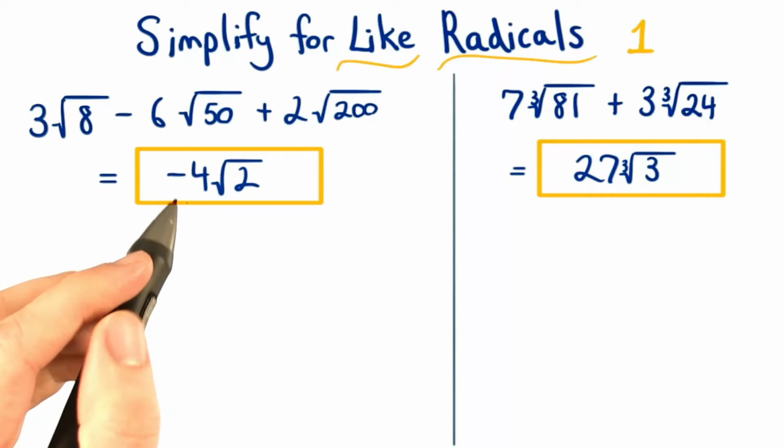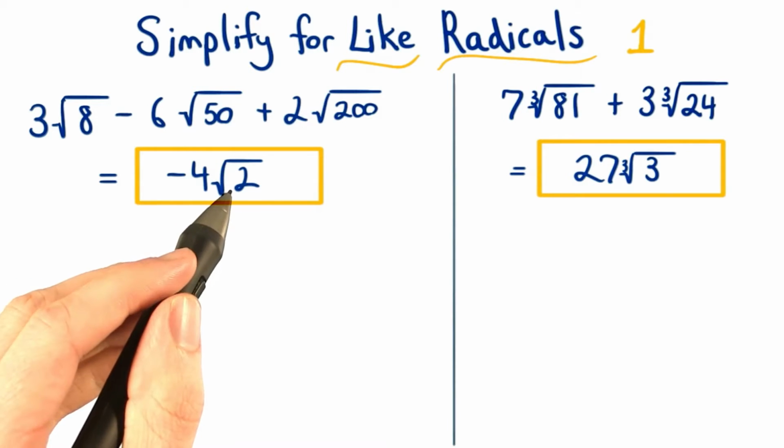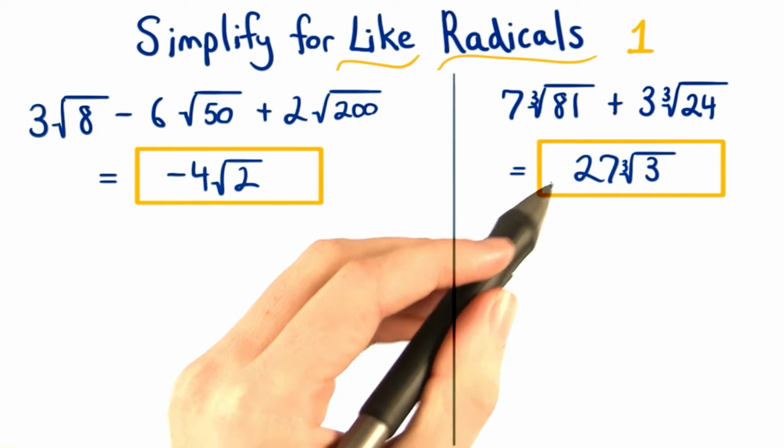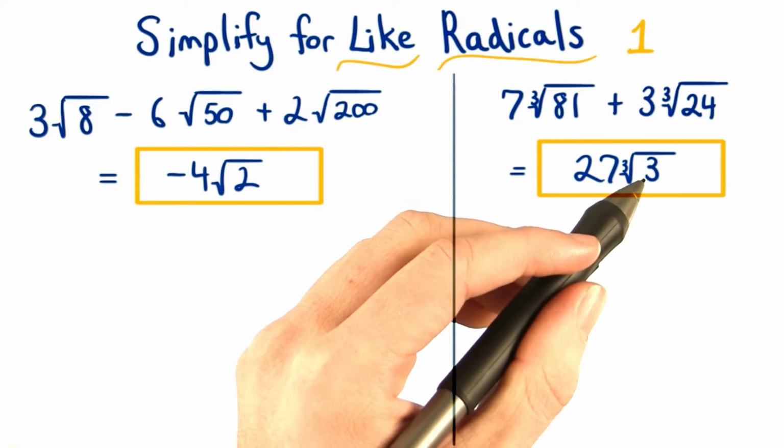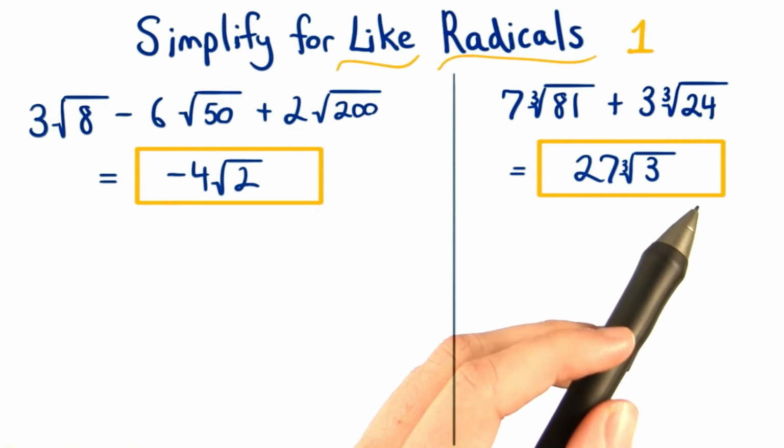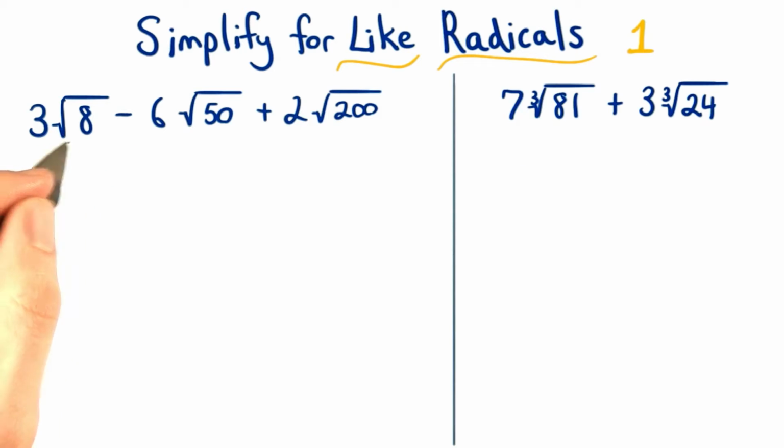The first one simplifies to -4 times the square root of 2, and the second one simplifies to 27 times the cube root of 3. Nice work if you got both of these correct. Simplifying roots isn't always the easiest, so let's see how we can do it.